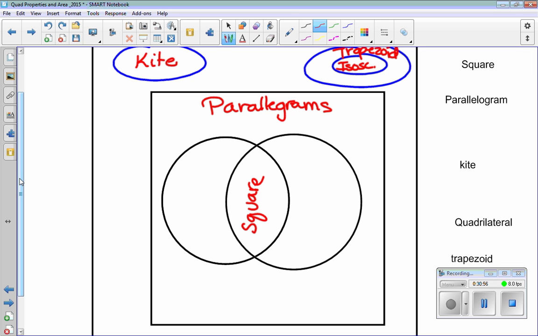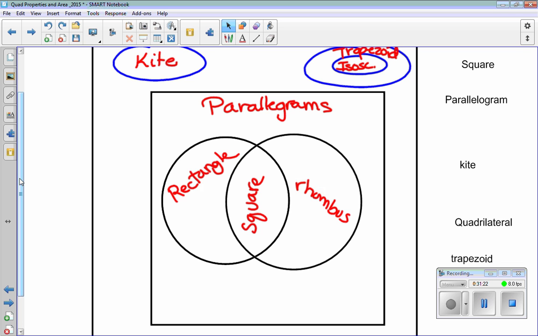In a Venn diagram, if it goes in the middle, what does that mean? It's part of both, right? It's part of both. So a square is both a rectangle and a rhombus. And I don't care if you put rhombus on the left and rectangle on the right, it doesn't matter. But that would be the correct Venn diagram of how these things relate.